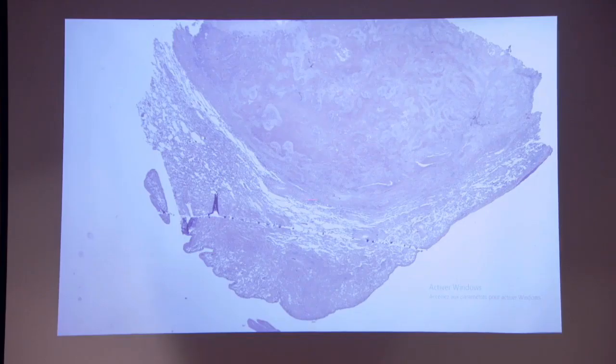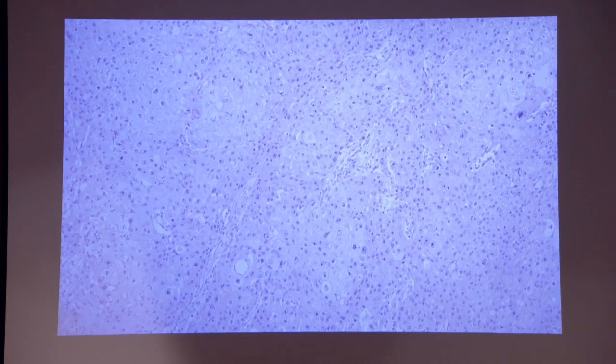And here is a low-power image of that tumor. You can see a very well circumscribed tumor, obviously clearly situated there within the lung parenchyma. Here's a higher power view. We'll go a bit higher. So keep in mind she's a never smoker.